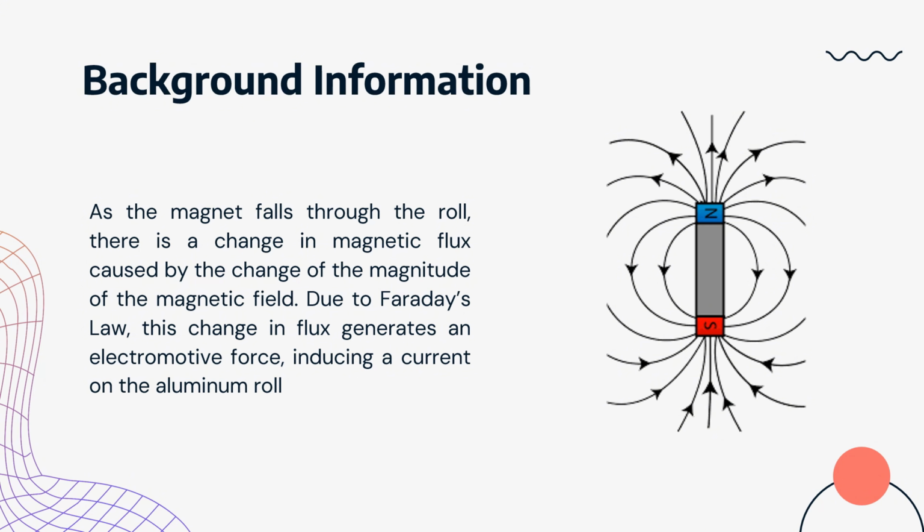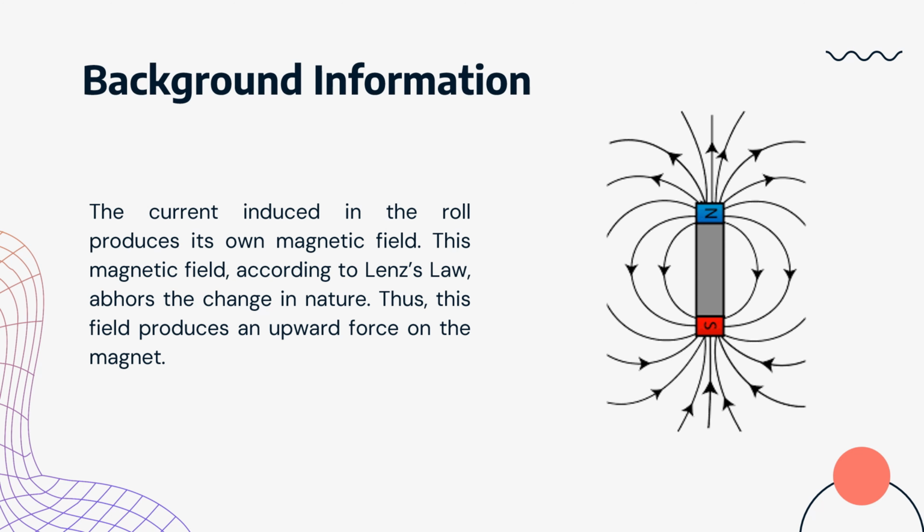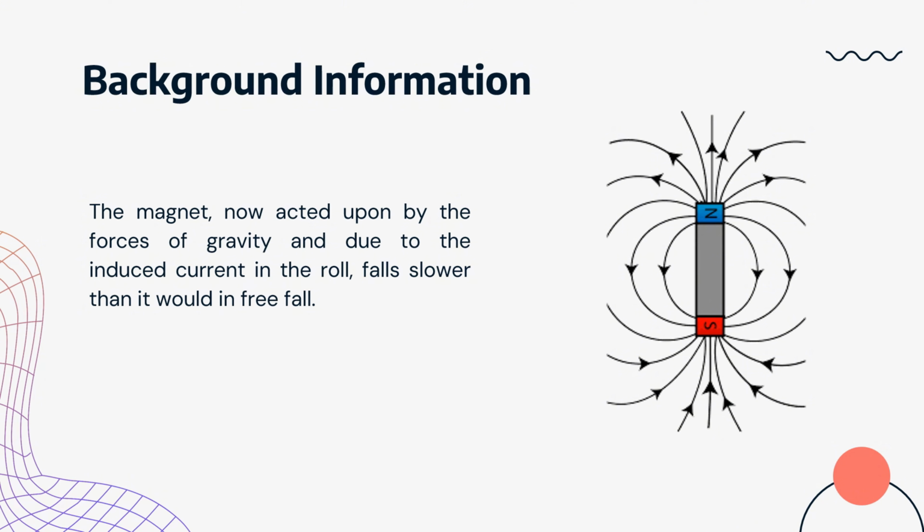Due to Faraday's law, this change in flux generates an electromotive force, inducing a current on the aluminum roll. The current induced in the roll produces its own magnetic field. The magnetic field, according to Lenz's law, opposes the change in nature. Thus, this field produces an upward force on the magnet. The magnet, now acted upon by the forces of gravity and due to the induced current in the roll, falls slower than it would in free fall.